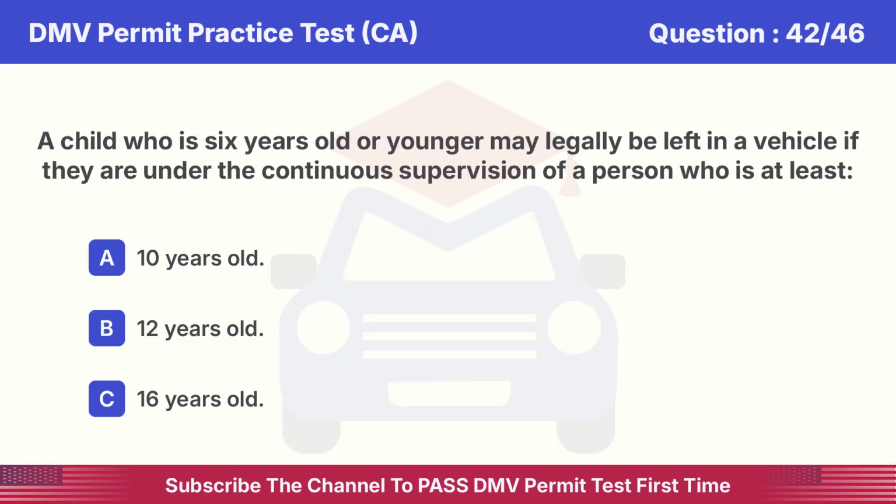Question 42. A child who is 6 years old or younger may legally be left in a vehicle if they are under the continuous supervision of a person who is at least Option A, 10 years old. B, 12 years old. C, 16 years old.